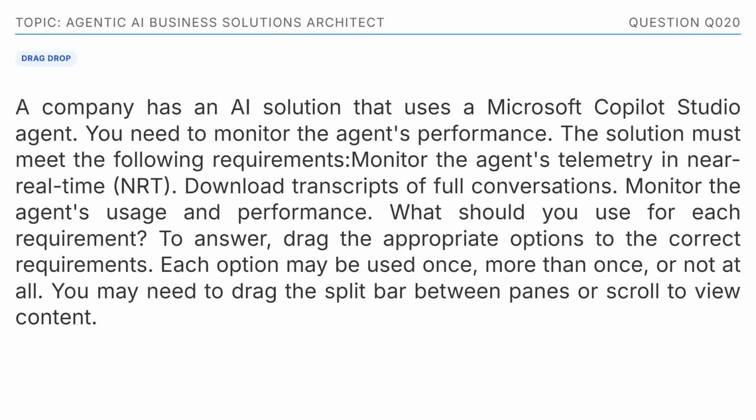A company has an AI solution that uses a Microsoft Copilot Studio agent. You need to monitor the agent's performance. The solution must meet the following requirements: monitor the agent's telemetry in near real-time (NRT), download transcripts of full conversations, monitor the agent's usage and performance. What should you use for each requirement? To answer, drag the appropriate options to the correct requirements. Each option may be used once, more than once, or not at all. You may need to drag the split bar between panes or scroll to view content.